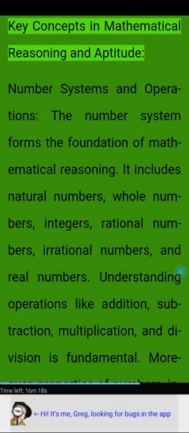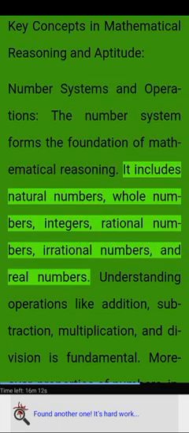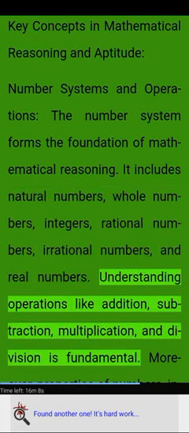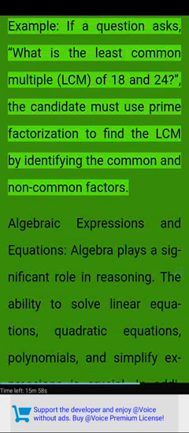Key concepts in mathematical reasoning and aptitude. Number systems and operations. The number system forms the foundation of mathematical reasoning. It includes natural numbers, whole numbers, integers, rational numbers, irrational numbers, and real numbers. Understanding operations like addition, subtraction, multiplication, and division is fundamental. Moreover, properties of numbers, including divisibility rules, factors, multiples, and prime numbers, are critical for solving mathematical reasoning problems in UGC NET. Example: if a question asks, what is the least common multiple (LCM) of 18 and 24, the candidate must use prime factorization to find the LCM by identifying the common and non-common factors.